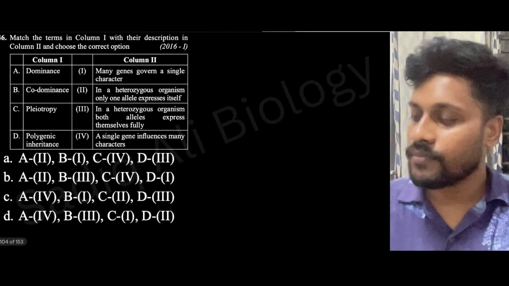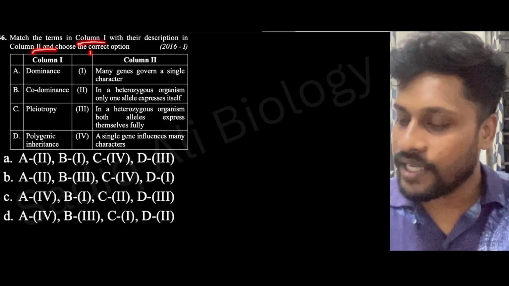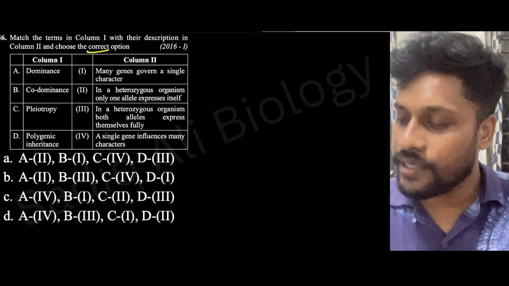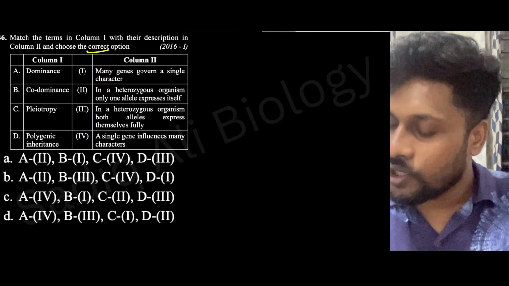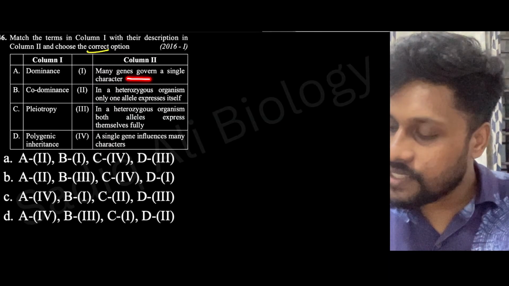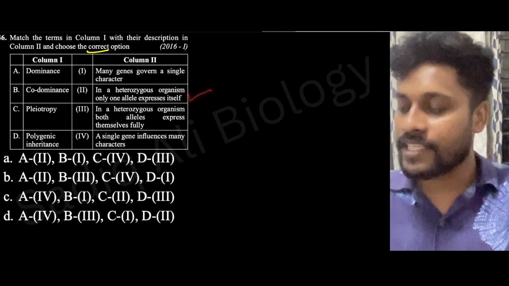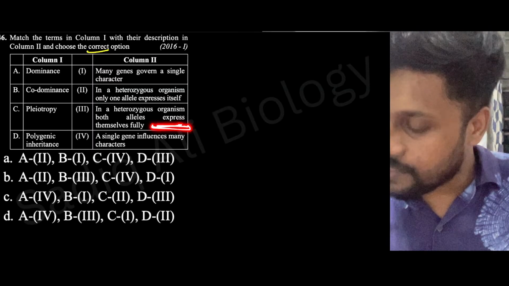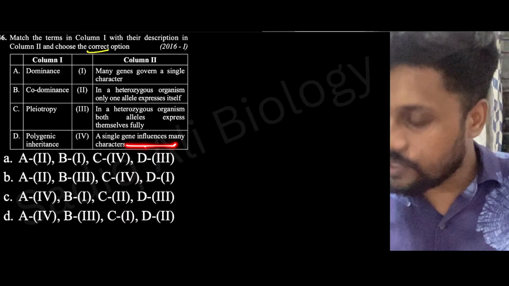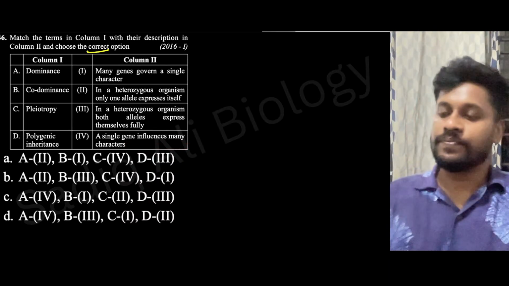Okay. Match column 1 with column 2 and choose the correct option. Column 1: dominance, codominance, pleiotropy, polygenic inheritance. Column 2: many genes govern a single character; in a heterozygous organism, one allele expresses itself; in a heterozygous organism, both alleles express themselves fully; a single gene influences many characters. Guys, what will be the answer here?